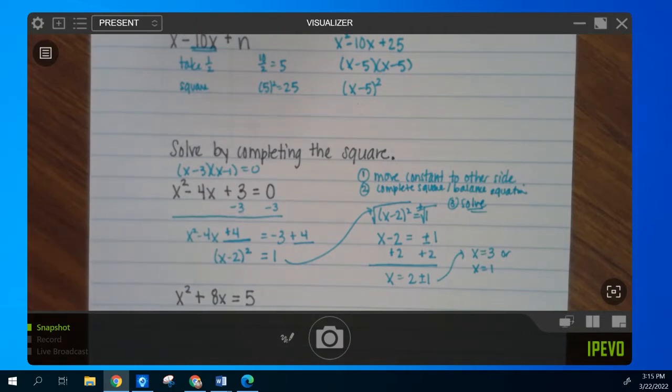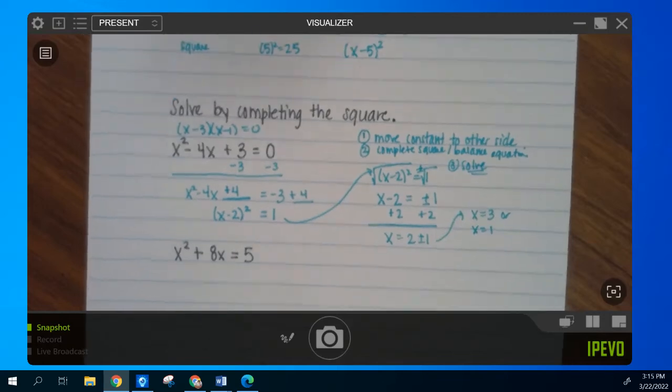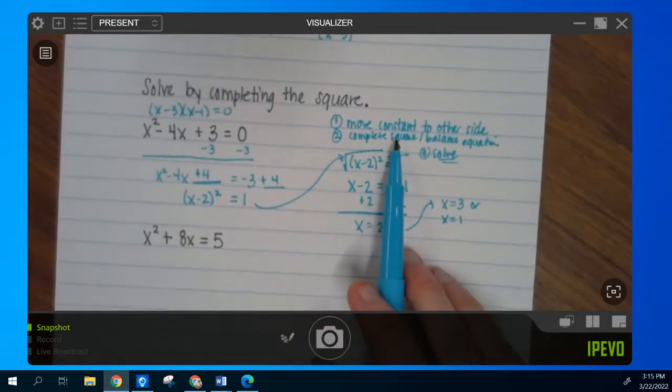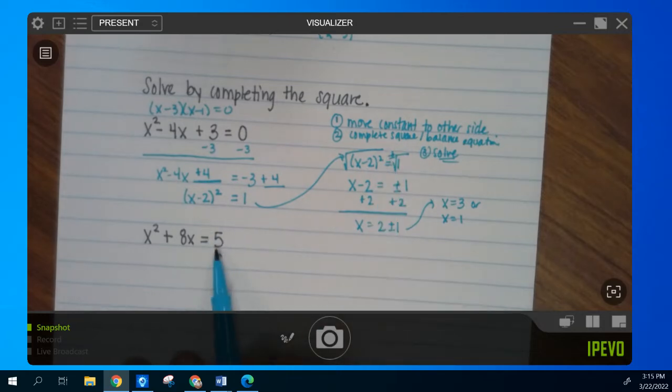So we're going to look at one more example where this one would not factor. Even if I brought the 5 over to the other side, there's no way I could find numbers to multiply to make a negative 5 but add to give me 8. So we're going to solve by completing the square. Now my first step would be to move the constant to the other side. You're going to notice it's already there, so I don't have to worry about step 1.